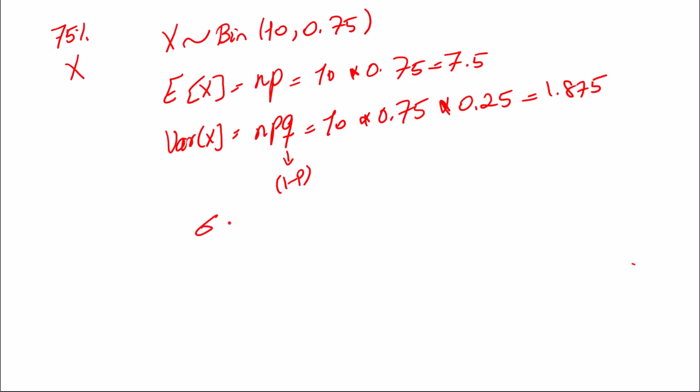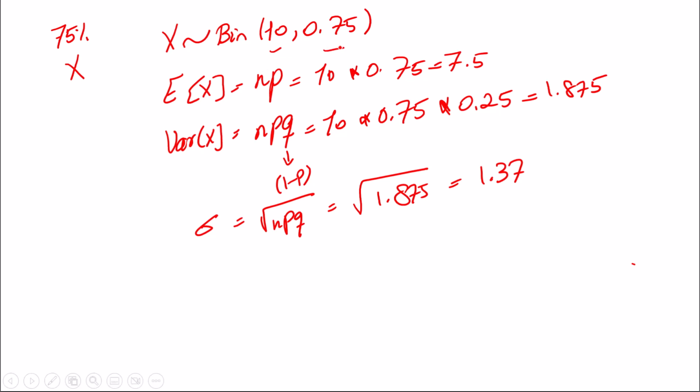Then standard deviation is simply the square root of npq, which is the square root of 1.85875, which is equal to 1.37. Once again, I explain: we have n trials of purchases with a probability of 75% success, or you can say the probability of using a credit card. Then the average number of successes, meaning credit card purchases per experiment, is 7.5.